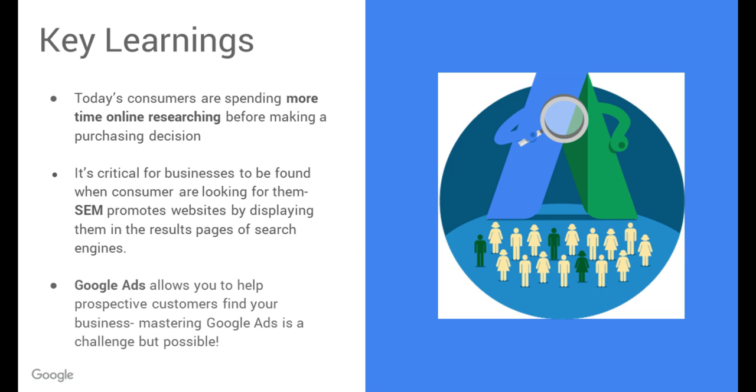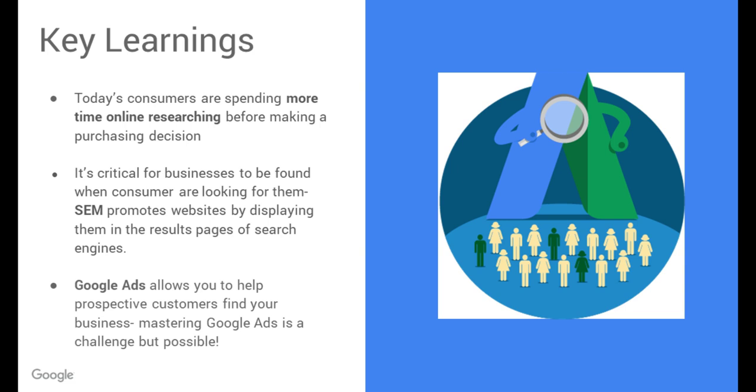So, key learnings. Today's consumers are spending more time online researching before making a purchasing decision. And this should come as no surprise, really, because if you just think about yourself as a consumer and how much time we spend online, you know that you're very likely to look something up. As marketers, and I have to remind myself of this on a day-to-day basis, we need to think about how we act as consumers and make sure that our marketing strategy aligns to the overall consumer behavior that we partake in ourselves and know that our friends and family are doing as well.